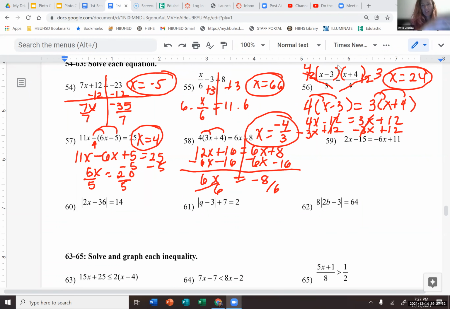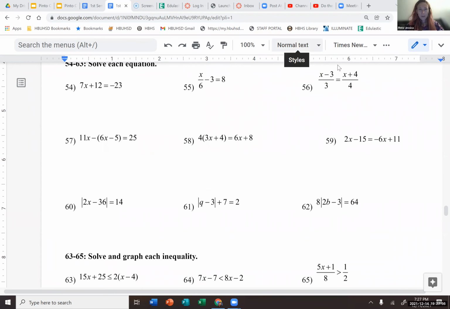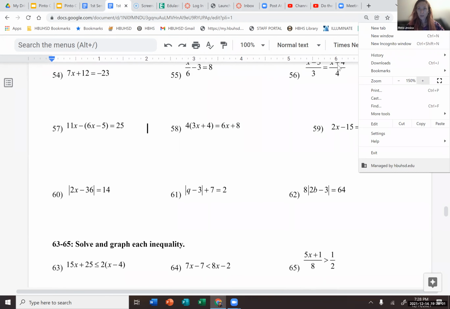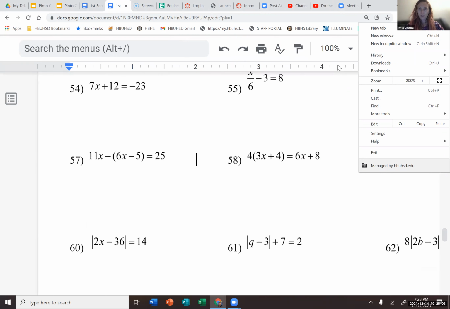So looking at 59, we got to make some space here. Wish I could just zoom more. Okay.